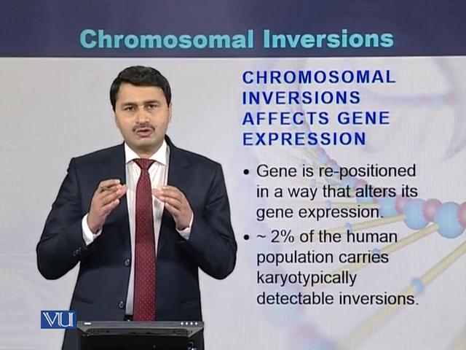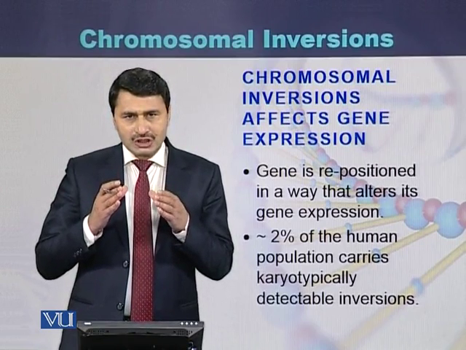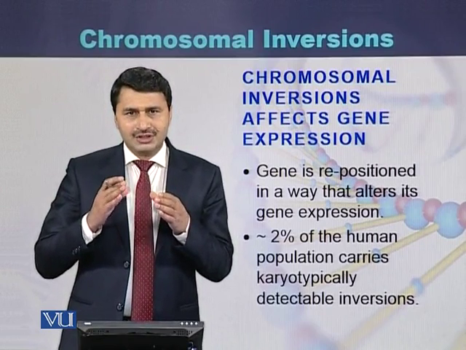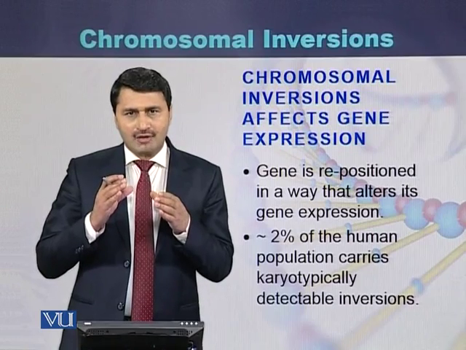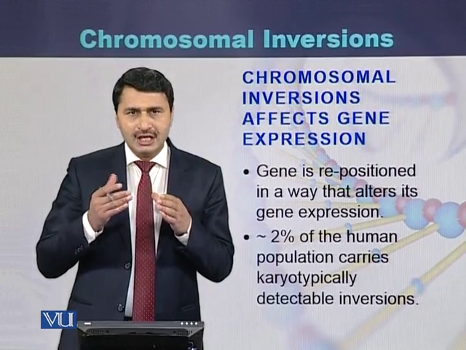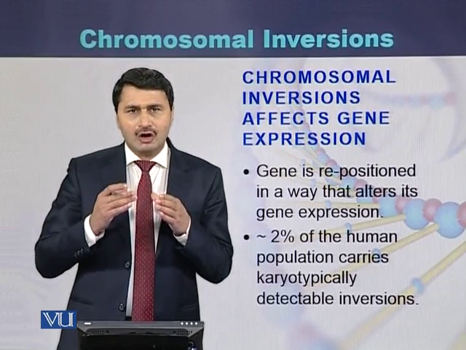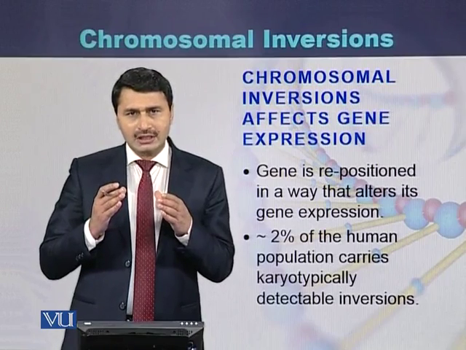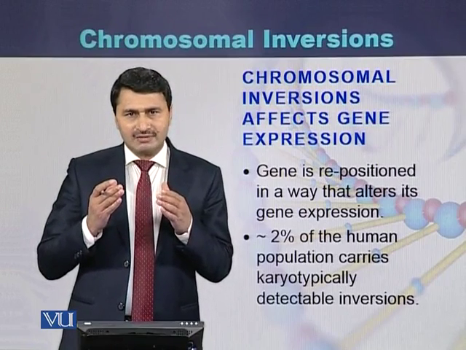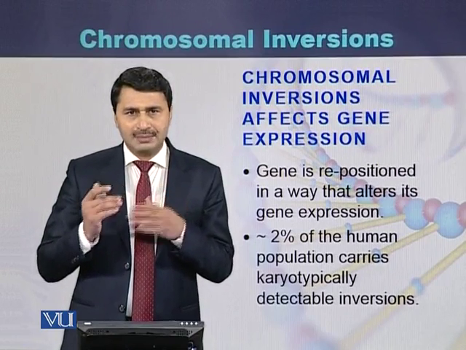In case of chromosomal inversion, in most of the cases, just the position of the chromosomes is changed, or the position of the particular fragments of the chromosome is changed. It goes from one orientation into another orientation. Approximately 2% of the inversions can be seen in case of humans by a technique which is called karyotyping.